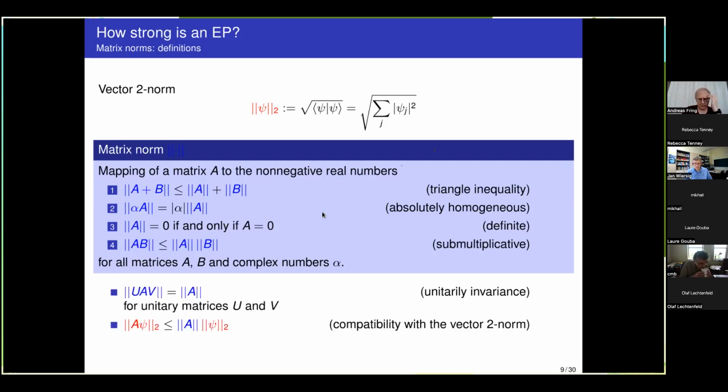Using these norms, people usually consider 2 additional properties which are not in the definition of the matrix norm itself, but are very useful, and many norms fulfill them. The first one is unitary invariance, meaning that if you have unitary matrices U and V, this condition holds here. And then there's the compatibility with the vector 2 norm, meaning that when you have the matrix A applied to a vector psi, the vector norm of that is smaller than the norm of the matrix A times the norm of the vector.